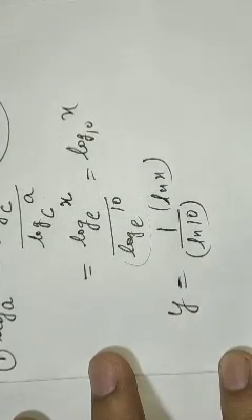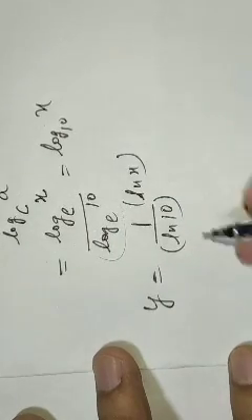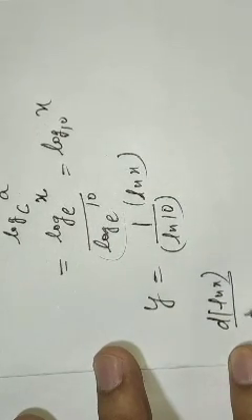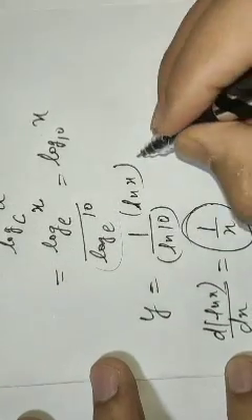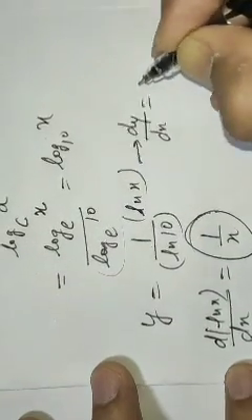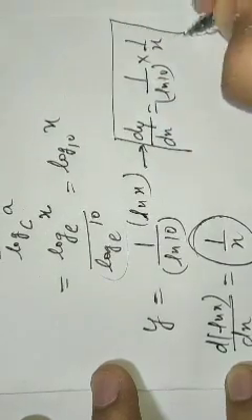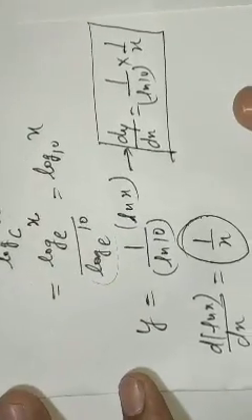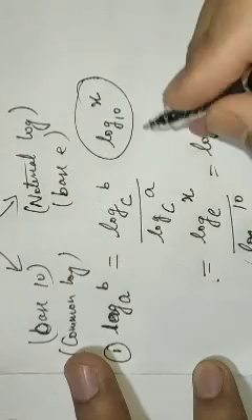So our question is like this. 1 by ln 10 will be taken out, and we can differentiate ln x. Differentiation of ln x, we have the formula, is 1 by x. So the answer for this question is dy by dx equals 1 by ln 10 into 1 by x. That's the answer. This basic property of log you must know. This formula is called the base change formula.